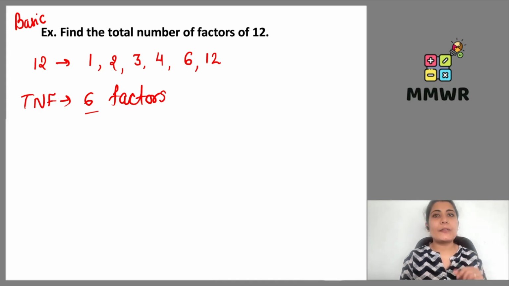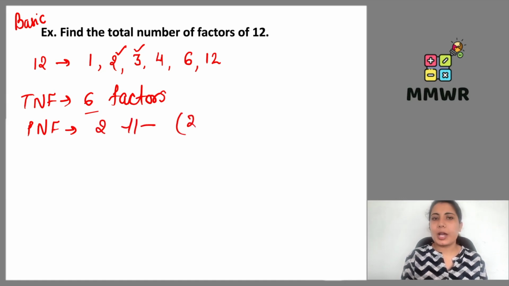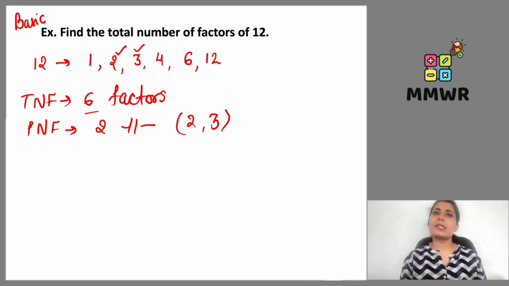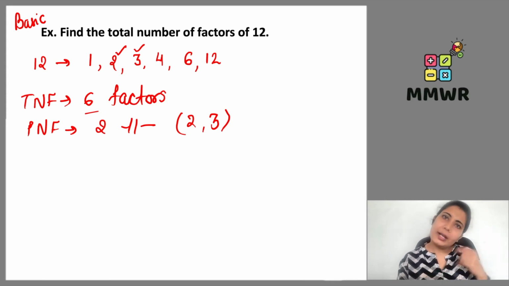Now, out of these 6 factors, how many of them are prime numbers? Only 2 prime numbers are there. So the number of prime factors, if I have to check, 2 factors are there which are prime, and the numbers are 2 and 3. So this way it's so easy for us, for a small number, to list out all the factors and simply count the total number of factors.